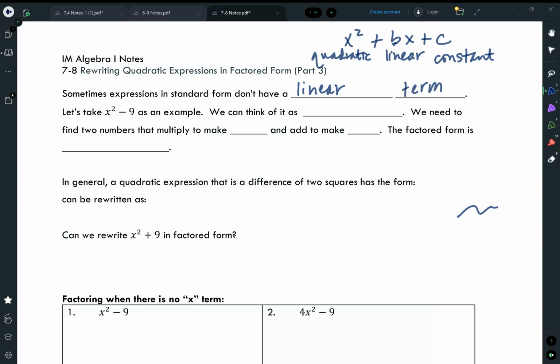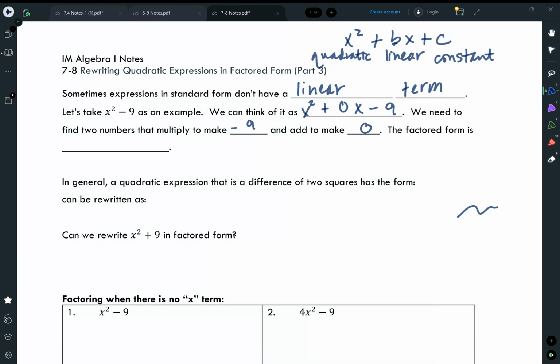So we're looking today at factoring quadratics that don't have a linear term, so they're missing the middle term. We're going to take x squared minus 9 as an example. We can think of it as x squared plus 0x minus 9. We need to find two numbers that multiply to make negative 9 and add to make 0.